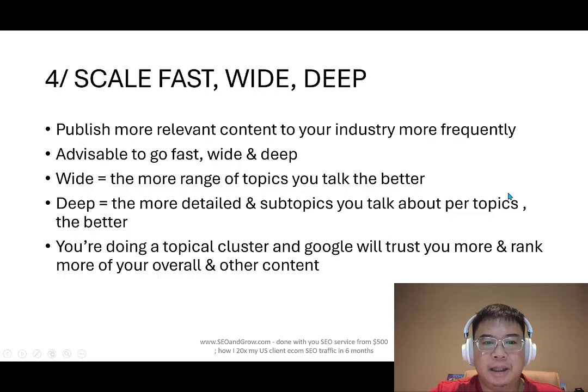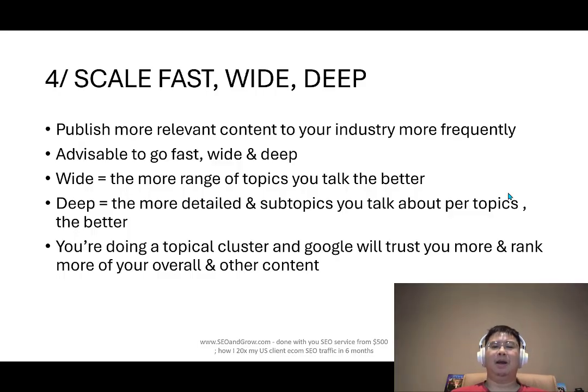And then the last tip about how to use AI content to outrank your competitors is to do it to scale fast, wide, and deep. It's way better to publish more relevant content to your industry more frequently. So it's advisable to go fast, wide, and deep.